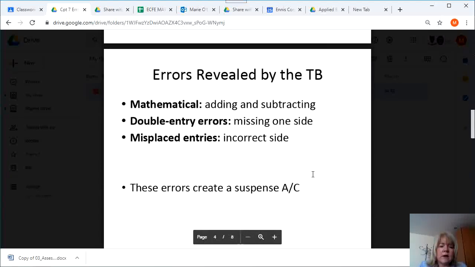Now you'll also have errors that are revealed in the trial balance, and it might be just mathematical in that you have added something incorrectly or subtracted something incorrectly, of course, and it might also be a double entry error where you're missing one side of the entry, or misplaced entries where you've put something on the wrong side. Maybe you've done two credits instead of a debit and credit. And these errors are visible in the trial balance in that there will be a suspense account.